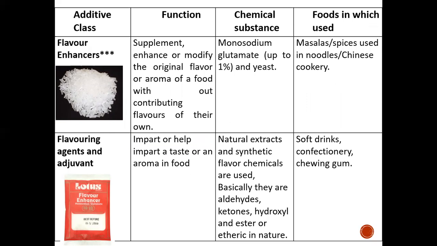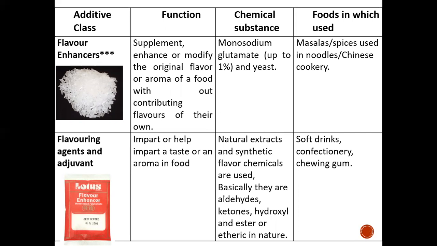One of the most famous or the most commonly used flavor enhancers is monosodium glutamate. It's also called Ajinomoto. Up to 1% can be used. Then yeast is also another flavor enhancer. It gives a particular taste to the food. Also, in different masalas, Chinese cookery, noodles and different types of foods, these MSGs and flavor enhancers are used.